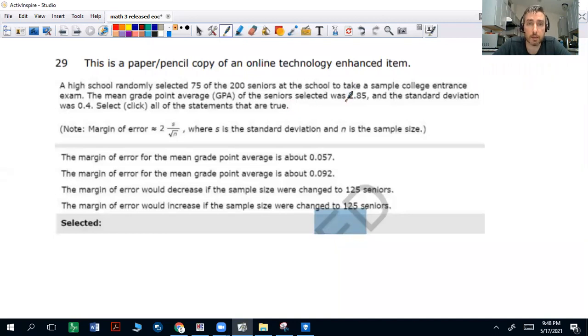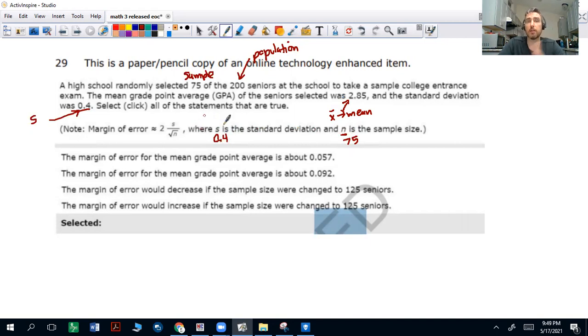So your mean, we use the symbol X bar, but that's the mean. And the standard deviation, that's usually just notated by the letter S. So N is the sample size. Now, a high school randomly selected 75 of the 200 seniors. The sample is what we selected. This is the population. So N is 75. S is 0.4.